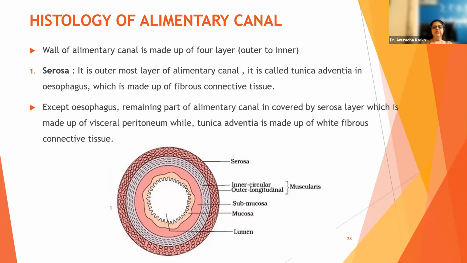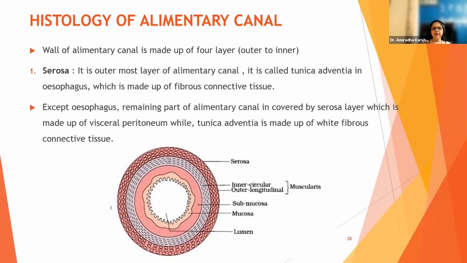The wall of the alimentary canal is made up of 4 layers. Now we are talking with respect to what is it internally. So when we move from outside to inside, what is the alimentary canal made up of? In general, it's made up of 4 layers. But the thickness and the constitution are going to change according to the function and the working. So let us understand that.